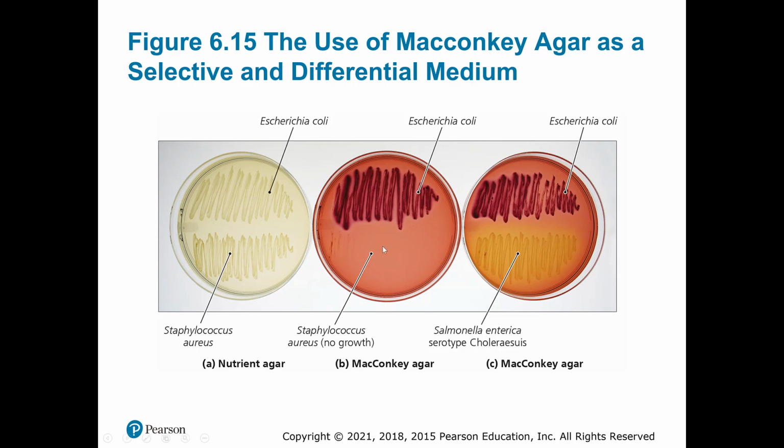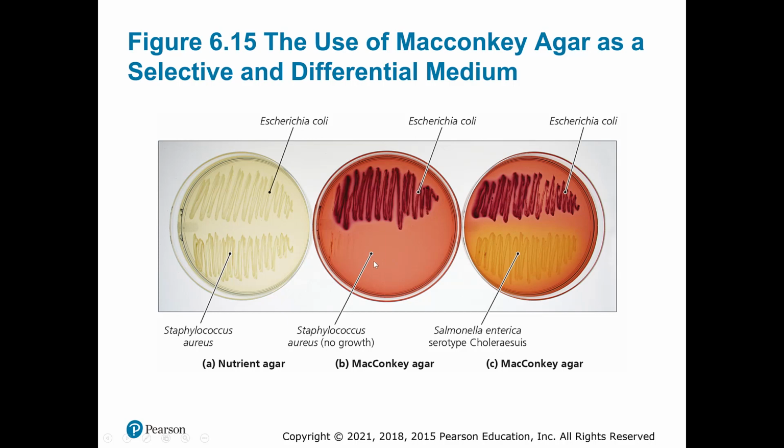But the image in the middle and on the right are showing you MacConkey agar. So E. coli grows on MacConkey agar, you can see, and it actually is like dark colored. Staphylococcus aureus does not grow on MacConkey agar, and that's because MacConkey agar is selective for gram-negative bacteria. Only gram-negatives will grow on MacConkey agar. E. coli is gram-negative, Staphylococcus is gram-positive, so it won't grow.